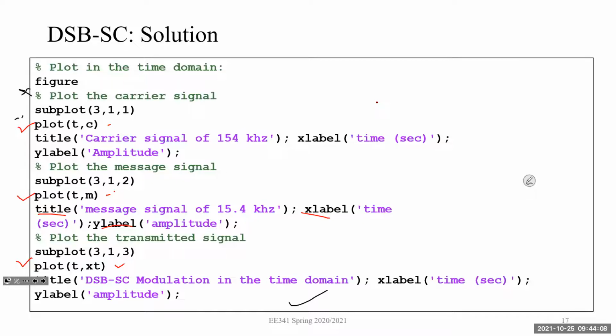Doctor, should I write the title and Y label under the plot? It's up to you if you want to write. Just titles. If I don't write it, will there be something wrong with the running? No. Just see your three signals: carrier signal, message signal, and modulated signal. Just want to see three signals.